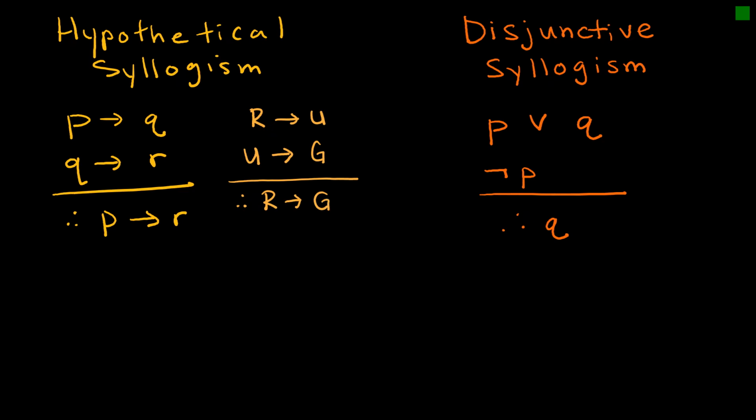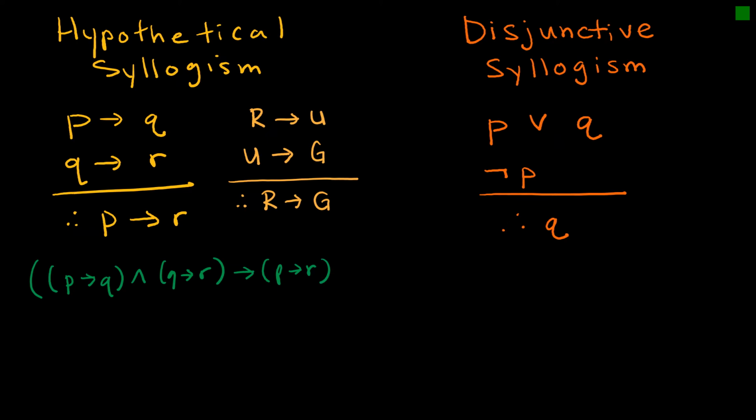So the logic does follow in this case. Again, if we wanted to write that as a tautology, we're just saying if P then Q and if Q then R. If both of those are true, it implies if P then R.